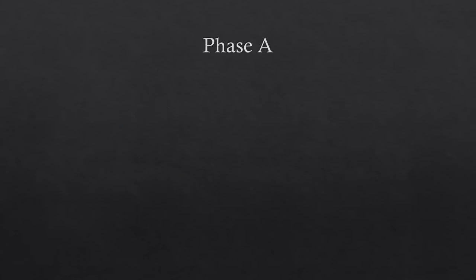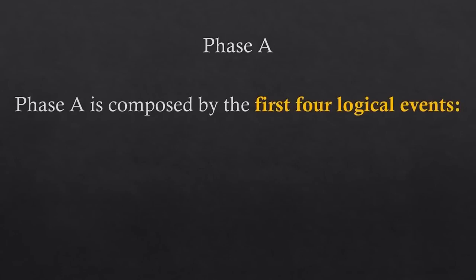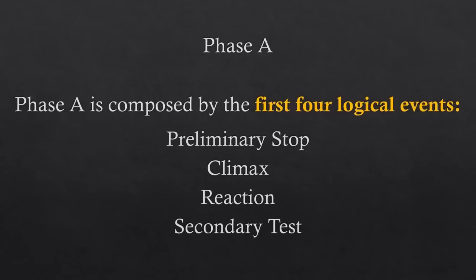Phase A is composed by the first 4 logical events: the preliminary stop, the climax, the reaction, and the secondary test. In a general sense, phase A will provide the signs that the market is transitioning from a trend to a ranging market. The preliminary stop will provide a first indication that the well-informed traders have entered in the opposite side of the trend. The climax will create one of the boundaries of the range. The reaction will provide further indication that there is greater interest to the counter-trend direction in the opposite boundary of the range. And the secondary test will finish phase A.